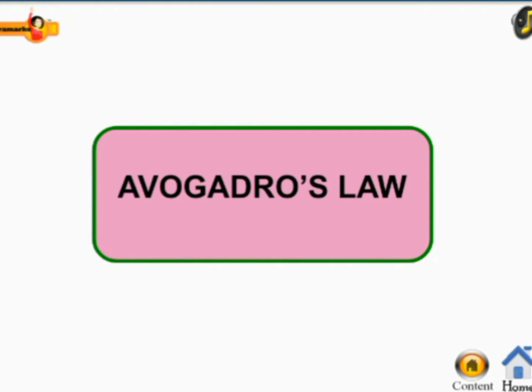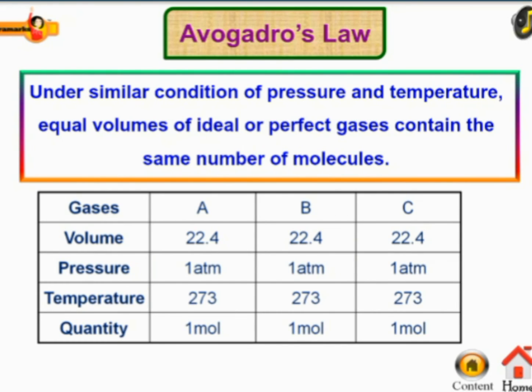Avogadro's law. According to Avogadro's law, under similar conditions of pressure and temperature, equal volumes of ideal or perfect gases contain the same number of molecules.